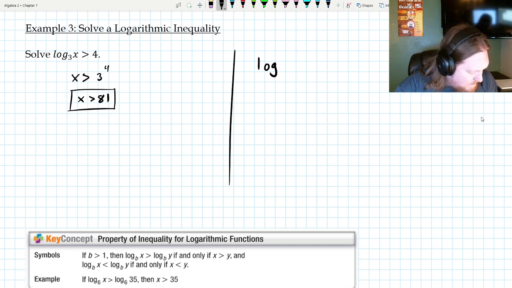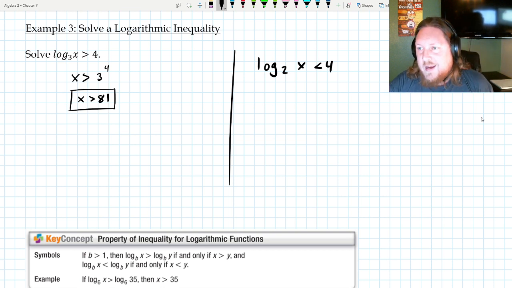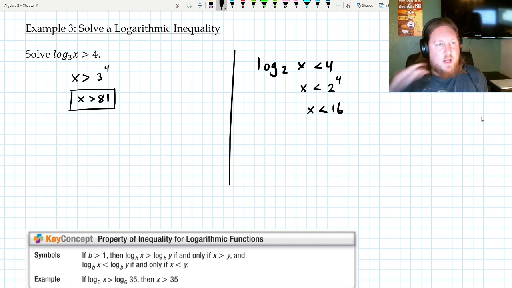log base 2 of x is less than 4. So the x stays on the left, it's less than base and the exponent. So x is less than 16. And that's going to be true.